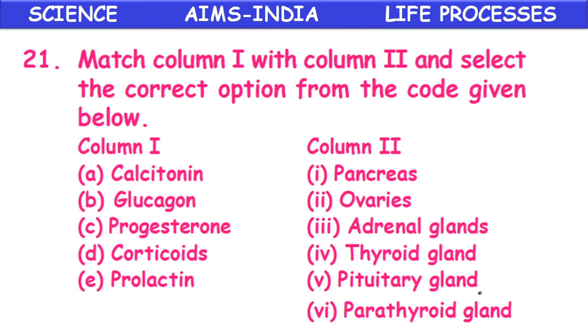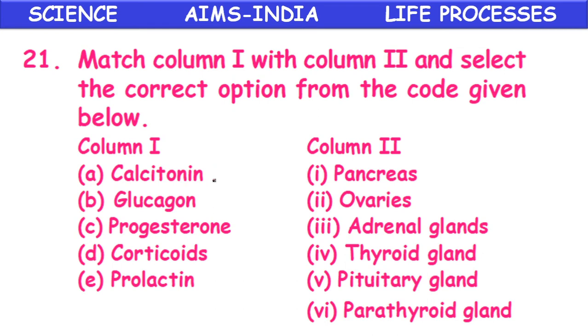Next, another matching type question. Match the column 1 with column 2 and select the correct option from the codes given below. In column 1, hormones are given. Column 2, organs are given. Calcitonin, glucagon, progesterone, corticoids, prolactin. These are the hormones. In column 2, pancreas, ovaries, adrenal glands, thyroid gland, pituitary gland, and parathyroid gland. So, you have to match first, then you can select the code.